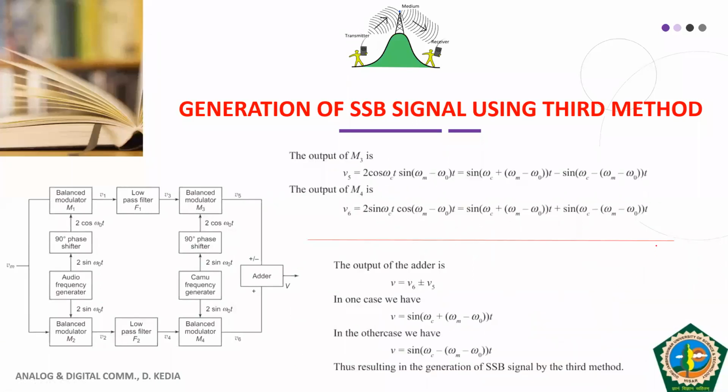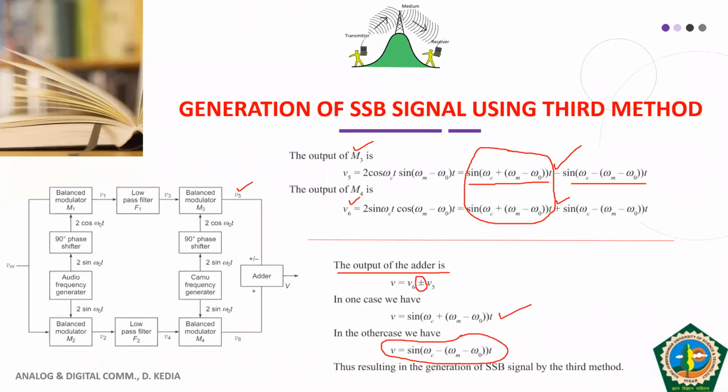This is what we have finally obtained. The output of M3 is V5, which gives us omega c plus, and this minus sign you notice. Similarly, the output V6 has a plus sign here. Now the output of the adder could be by adding V6 and V5 or subtracting V6 and V5. In one case, we will have these frequencies added together. If you add them directly, you get the upper sideband, whereas if you subtract them, you get the lower sideband.